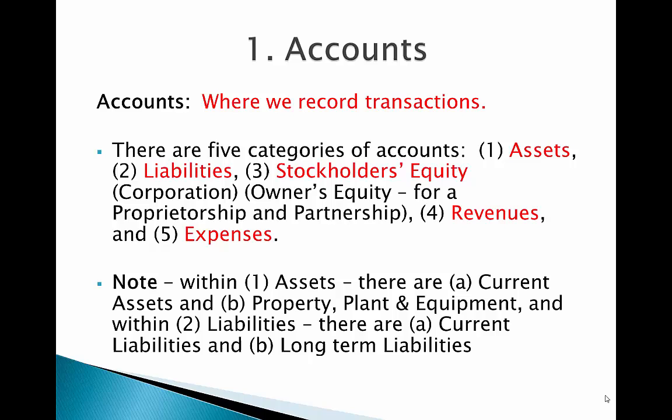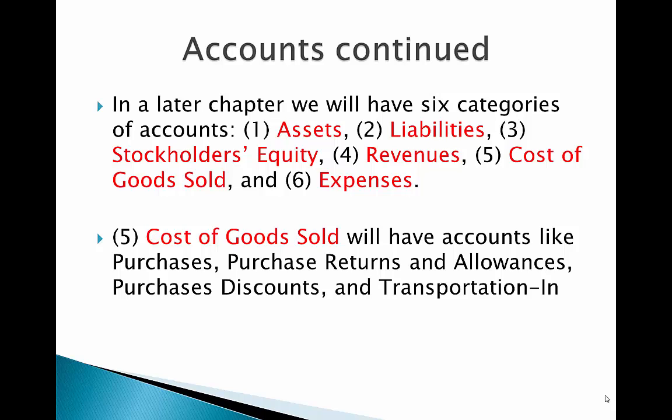There are 5 categories of accounts: assets, liabilities, stockholders' equity for a corporation, owner's equity for a proprietorship or partnership, revenues, and expenses. Note, within assets, there are current assets and property, plant, and equipment, and within liabilities, there are current liabilities and long-term liabilities. In a later chapter, we will have 6 categories of accounts: assets, liabilities, stockholders' equity, revenue, cost of goods sold, and expenses. Cost of goods sold will have accounts like purchases, purchase returns and allowances, purchase discounts, and transportation in.